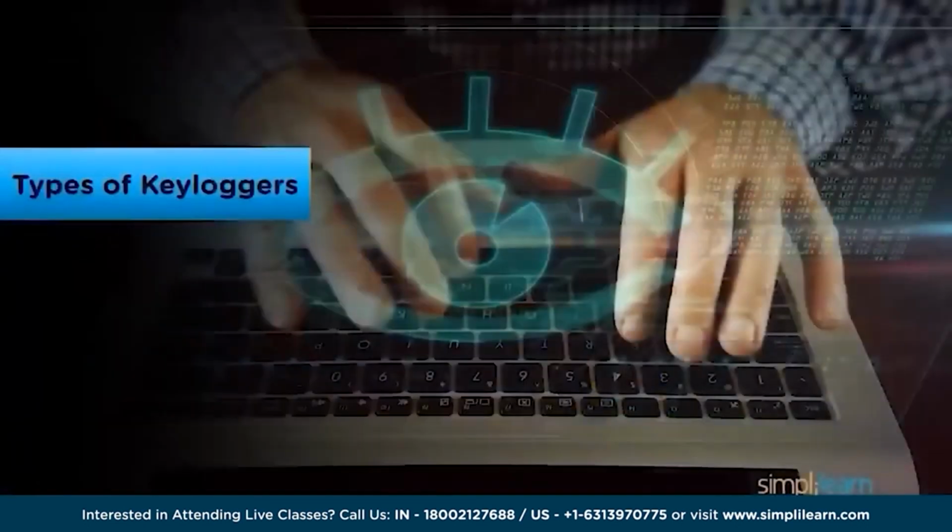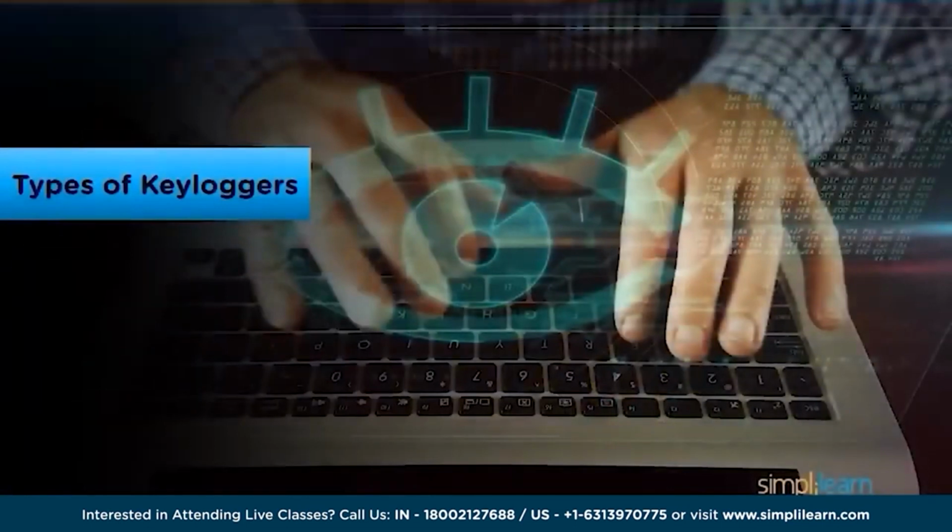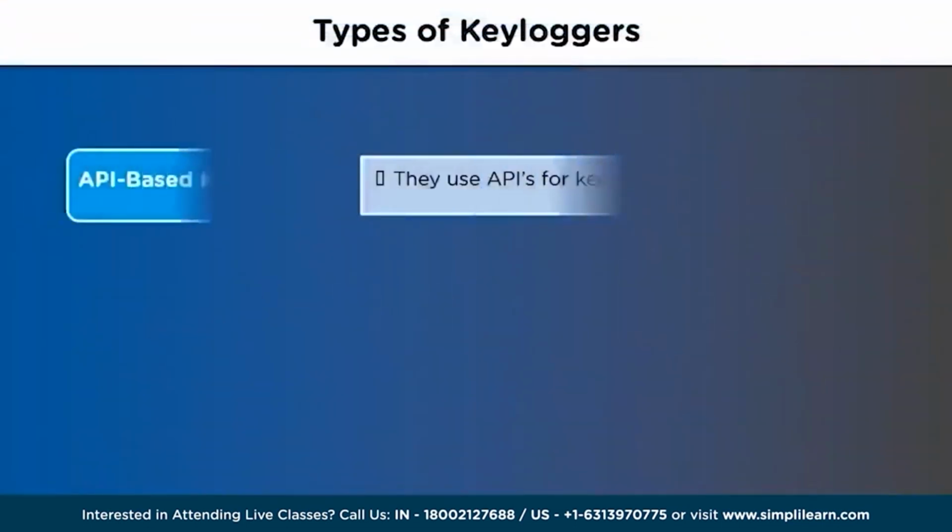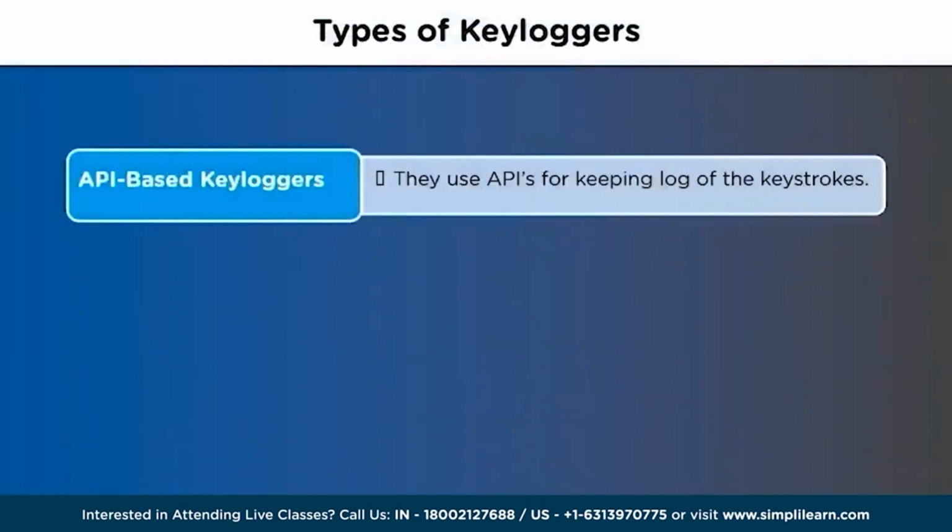Now, we'll take a look at the different types of keyloggers present on the net which can harm our system differently. The first type is API based. This is the most common keylogging case, which uses APIs to keep a log of the typed data and share it to its origin for malicious purposes. Each time we press a key, the keylogger intercepts the signal and logs it.